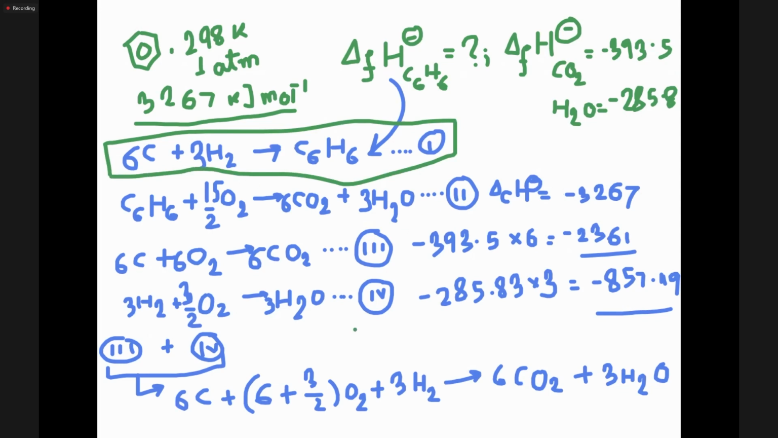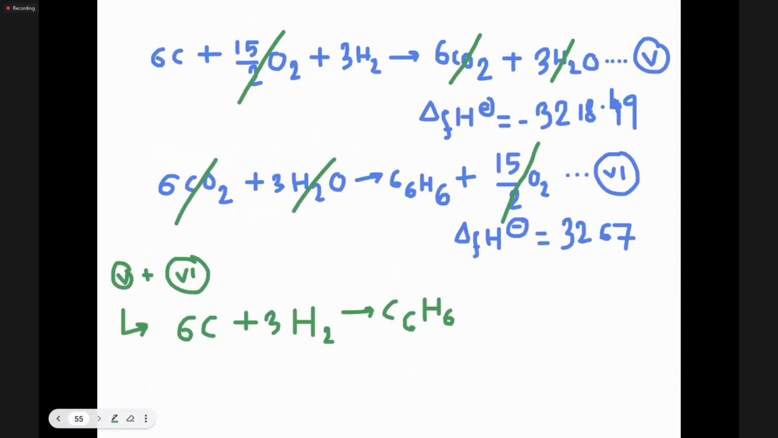So what did we do first of all? Firstly, we had equations 3 and 4, but then we had to multiply these two equations by suitable numbers to get the value of this one. So then we got 3 and 4 and simply added them. Now we just reverse equation 2 and then add it to the addition of 3 and 4. And ultimately all the terms get cancelled out.